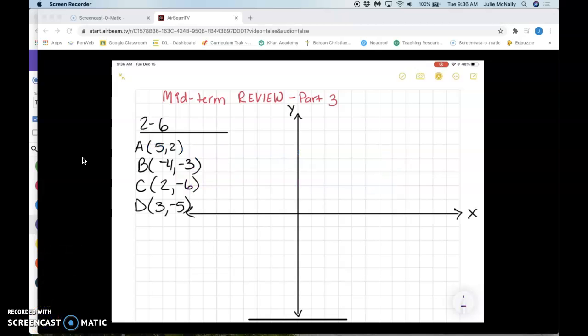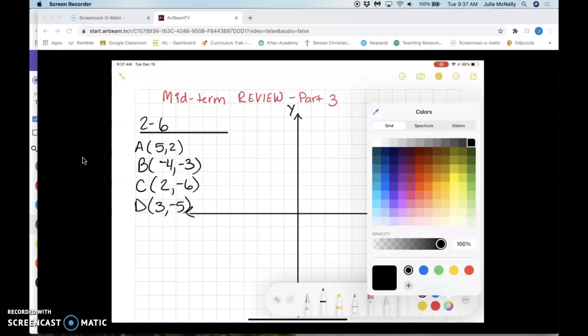Okay, so for the last part, 2-6, I am asking you to plot some points on this coordinate plane. So I have drawn my own coordinate plane. I want you to actually pause the video and plot them first, and then come back and see if your points match mine. Okay?